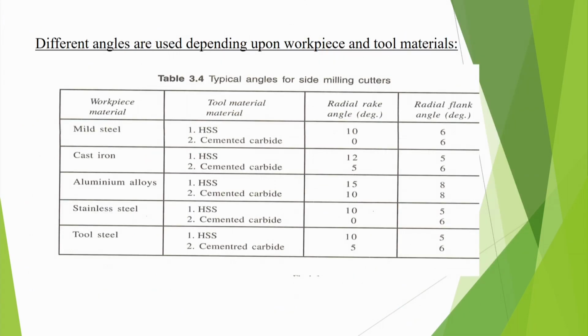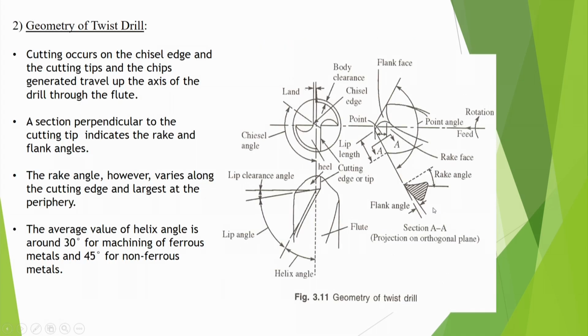Contact is gradual, and here different angles are used. Now you have a side milling cutter, with different angles shown, 10 degree, 12 degree, 15 degree, depending on the case. The radial rake angle can be more if it is a soft material like aluminum. Here I am getting 15 degree, some places 10 degree, and the radial flank angle is 5 to 6 degree.